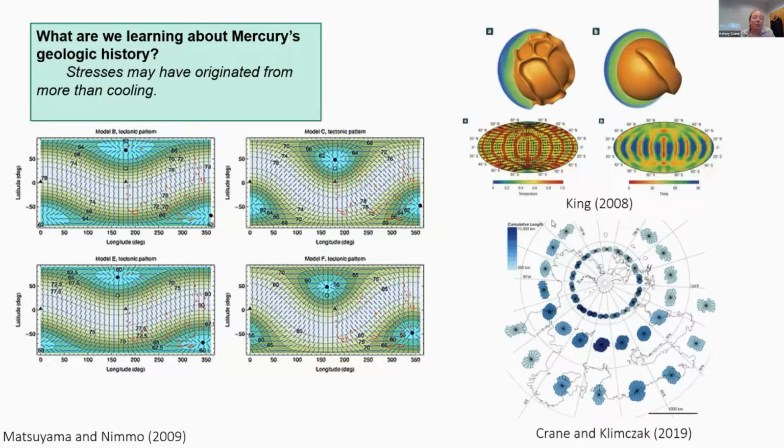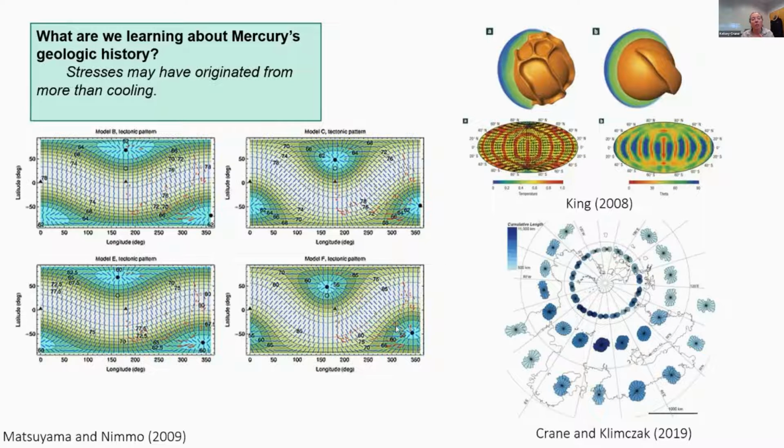And we can learn that stresses may have originated from more than cooling. And this is primarily done through modeling, but it can also be done through mapping. These are models that are produced that tell you what you would expect. So the blue lines are strikes, and they're the strikes of structures that you would expect from combinations of global contraction, 1 kilometer of global contraction, tidal despinning, so the planet actually slowing down its rotation, that builds stress. And we think that that has potentially happened for Mercury, and I'll talk about that in a second.